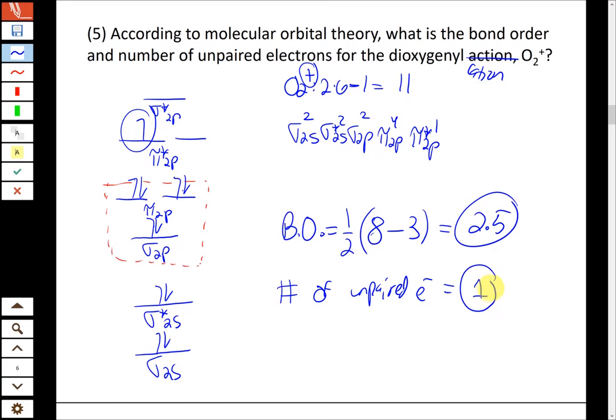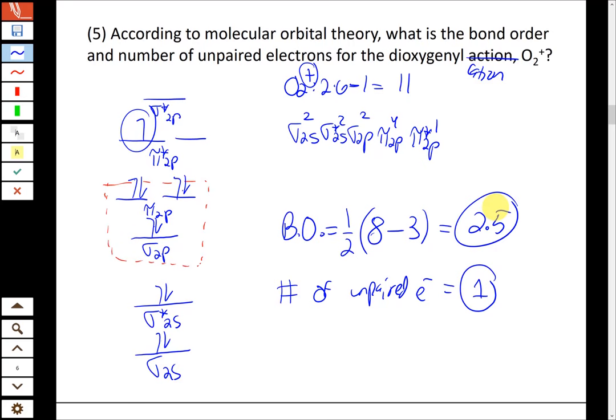If you have an even number of electrons, then it can be either 0 or 2, so you have to draw it out and look at the diagram. But for anything with an odd number of electrons, it's going to be 1 unpaired, and the bond order has to be fractional, something .5. So make sure that both of those are true if you're dealing with anything that has an odd number. Okay? So any questions on that?